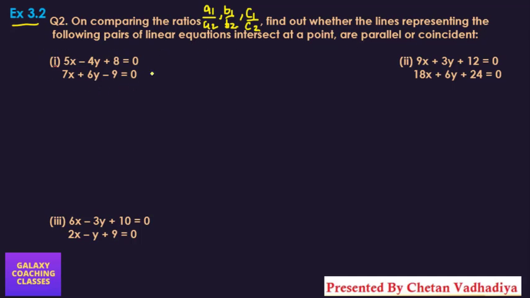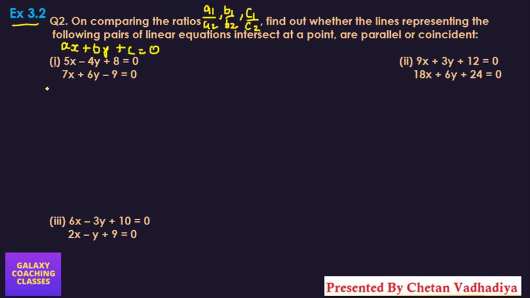So what we need to do here is that from these two equations, without drawing a graph, we need to find out whether the lines will intersect, be parallel or coincident with the help of this ratio. So how can we do that? Let me explain. First you need to find out A1, B1 and C1, A2, B2 and C2. These are the two equations and you know the standard form. This is the standard form: Ax plus By plus C is equal to 0.